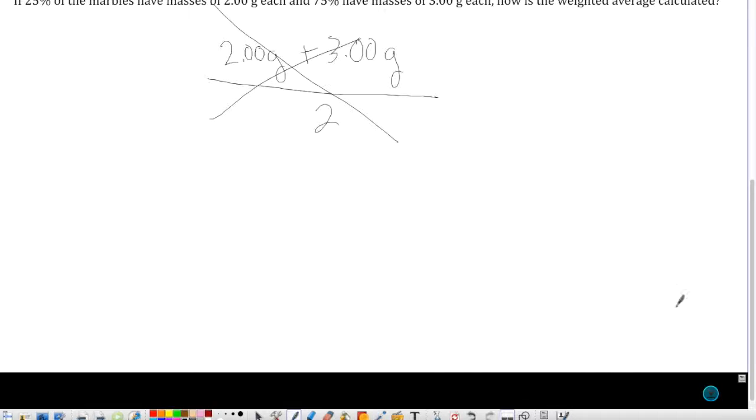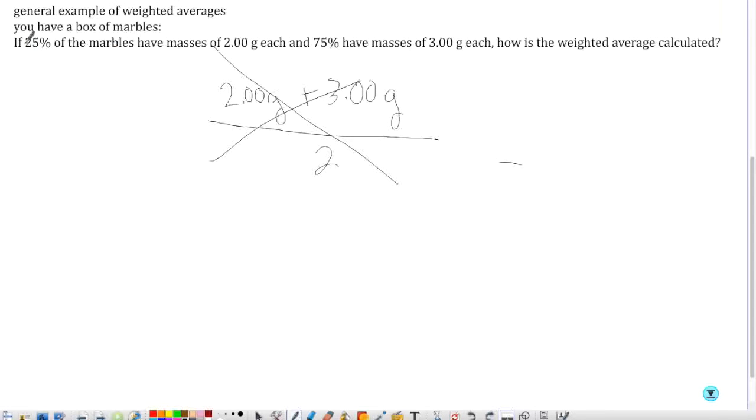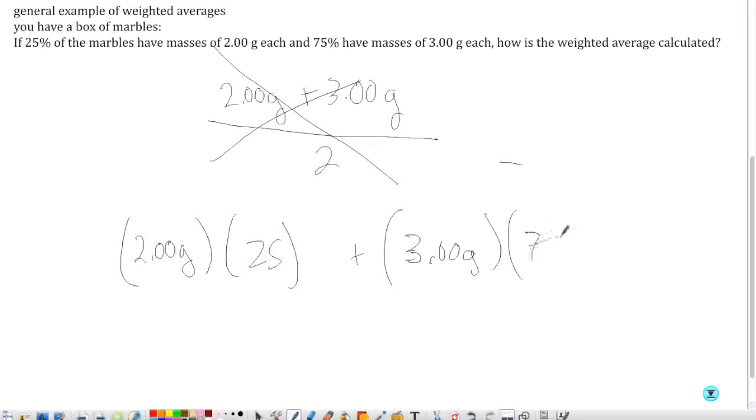The way that I like to do this is to think about it by taking the percentages out and just saying, let's say that I have 100 marbles. How would I do this? Well, you would take your 2 grams times the 25 marbles, plus 3 grams, let me get my correct number of significant figures here, 3.00 grams, times the 75 marbles.